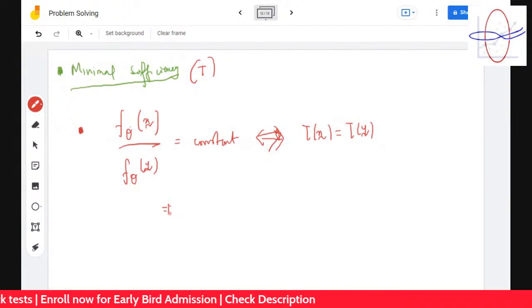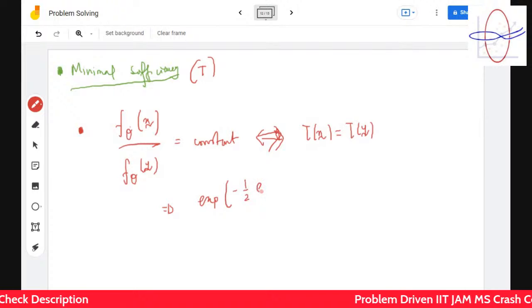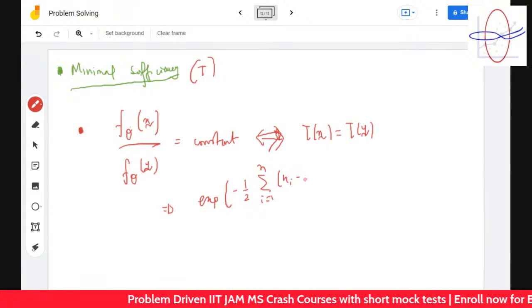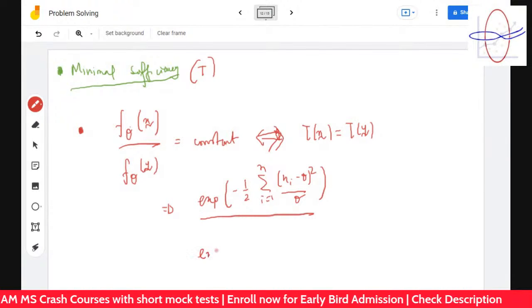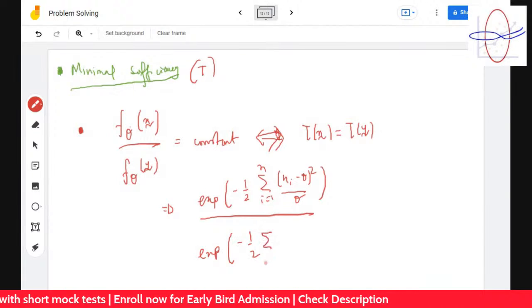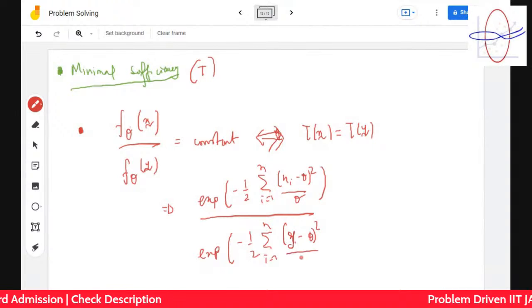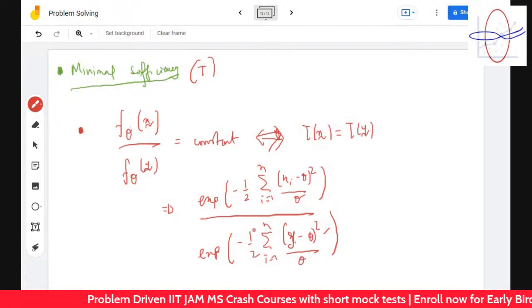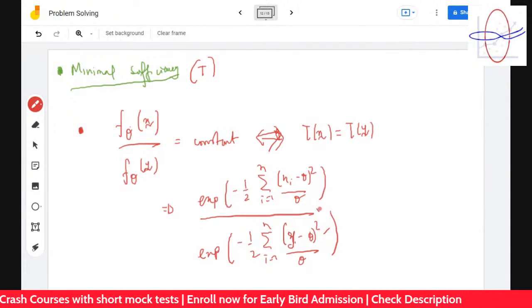So it's exponential minus half summation of i from 1 to n of xi minus theta whole square by theta, divided by exponential minus half summation from 1 to n of yi minus theta whole square by theta. Okay, and you can see that, let's see what happens.